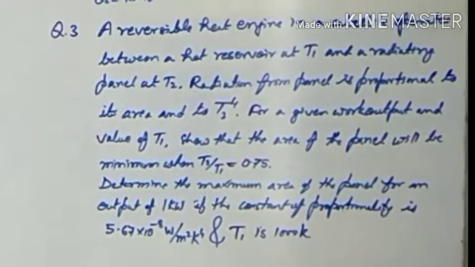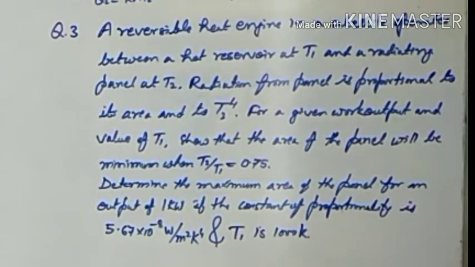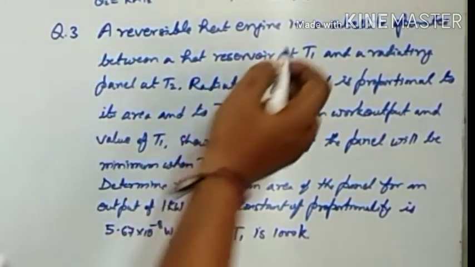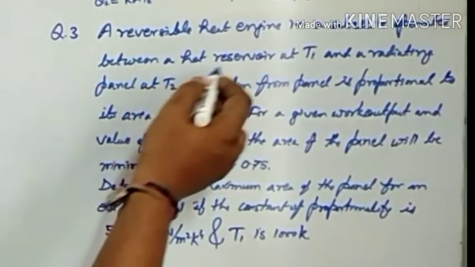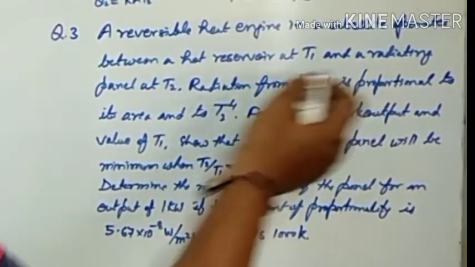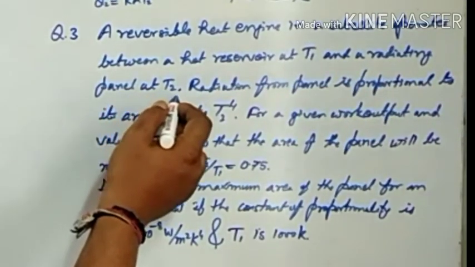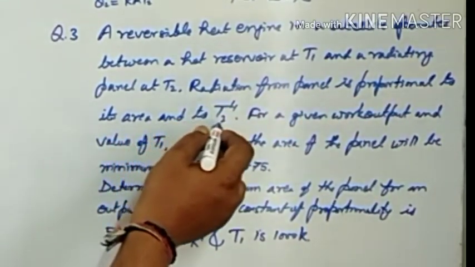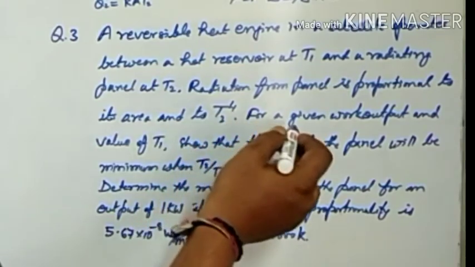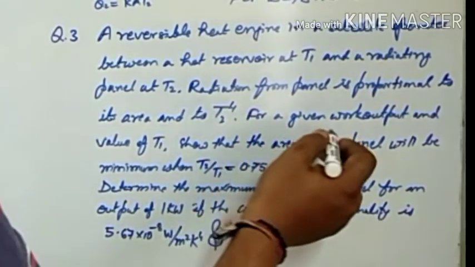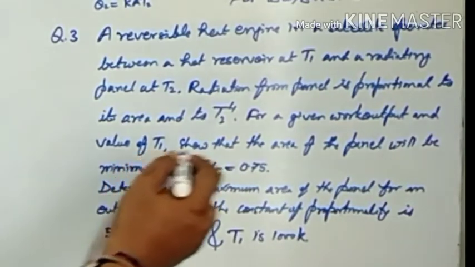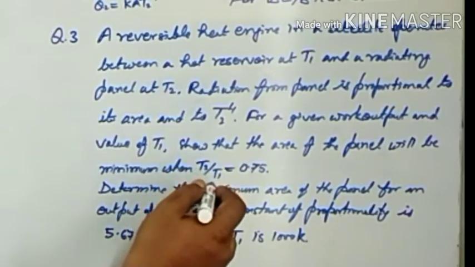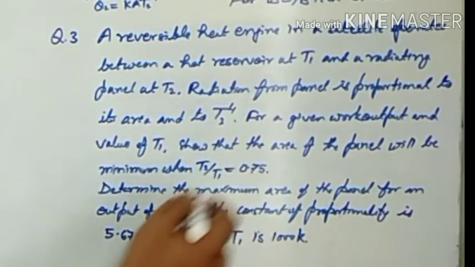Now let us consider a third question for this tutorial. A reversible heat engine in a satellite operates between a hot reservoir at T1 and a radiating panel at T2. Radiation from the panel is proportional to its area and T2 to the power 4. For a given work output and value of T1, show that the area of the panel will be minimum when T2 upon T1 is equal to 0.75.